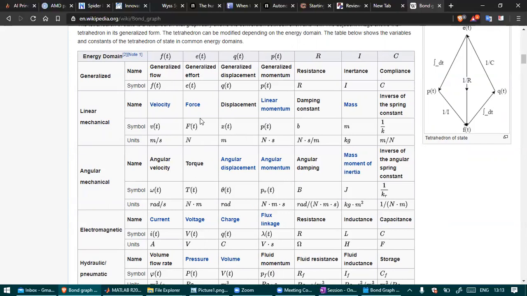Okay? Then we know that if we integrate velocity, we get displacement in a linear mechanical system. And if we integrate force, we get the linear momentum. In general terms, we call that generalized displacement and generalized momentum for our system. And equivalent to that is, for example, angular displacement and angular momentum for an angular mechanical system, and charge and flux for an electromagnetic system.